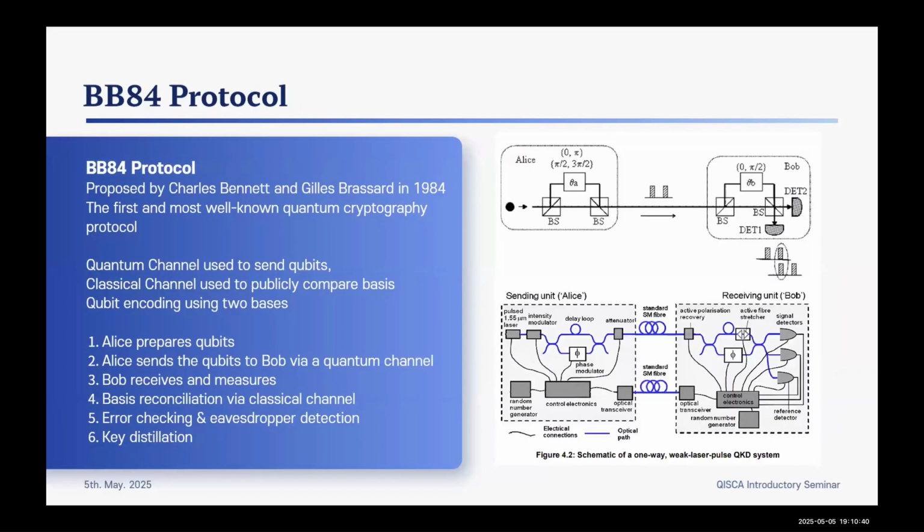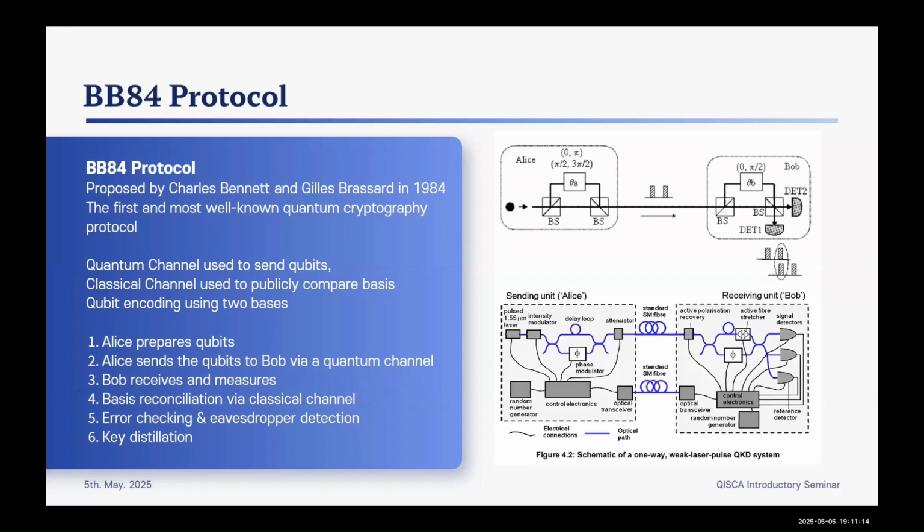Now let's take a closer look at the BB84 protocol. BB84 was proposed by Charles Bennett and Gilles Brassard in 1984. It was the first and remains the most well-known QKD protocol. In this protocol, a quantum channel is used to send qubits, while a classical channel is used to compare measurement bases. Qubits are encoded using 2 bases, typically the rectilinear basis and the diagonal basis.